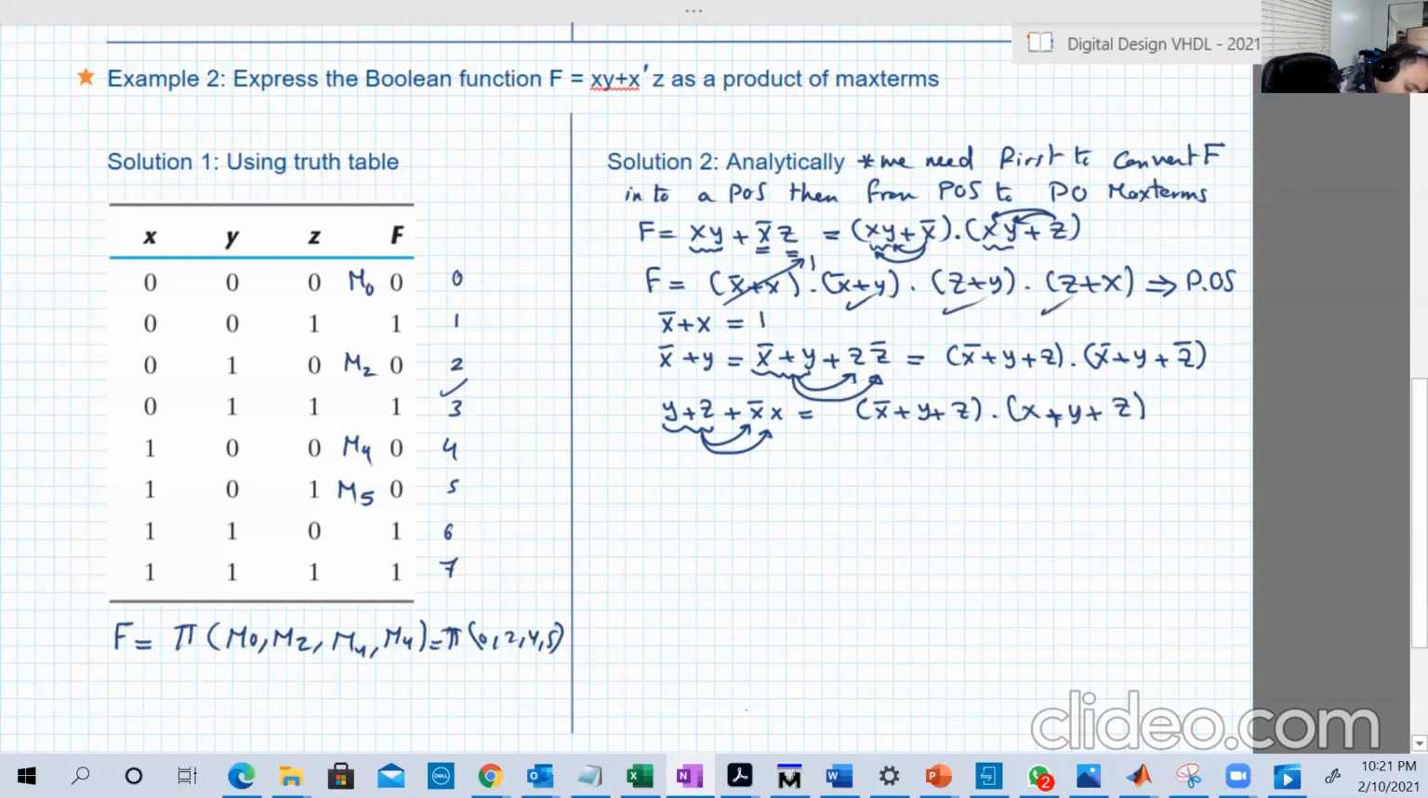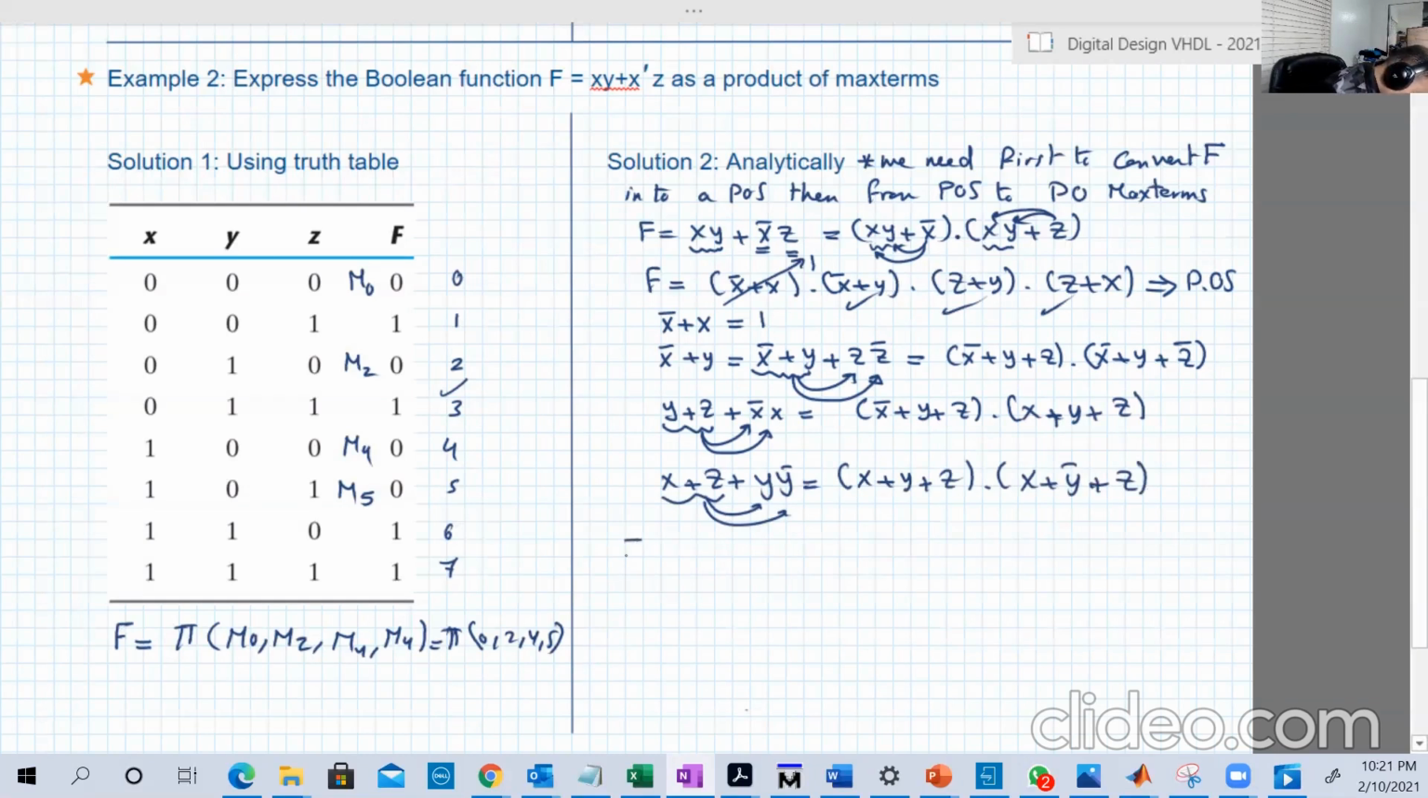Now the fourth one, x or z, add to it y, y bar, distribute this over these two. So we have x or y or z. Again, I am writing in order. Then x or y bar or z. Okay.